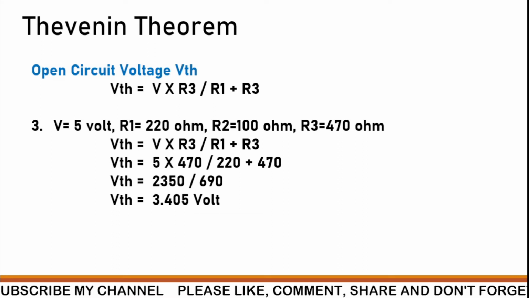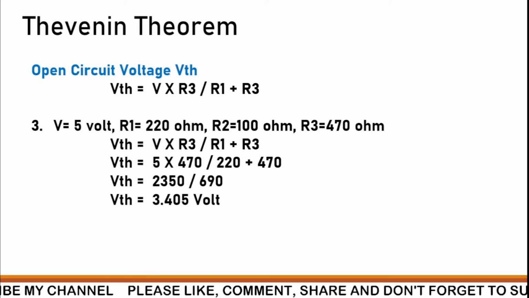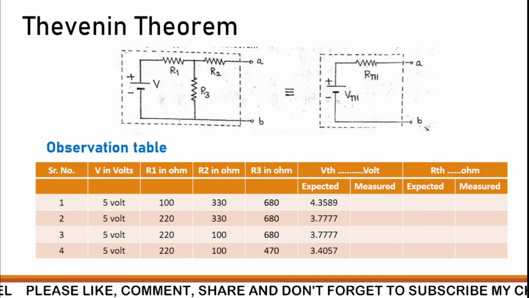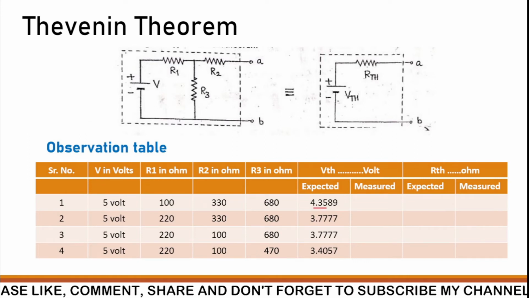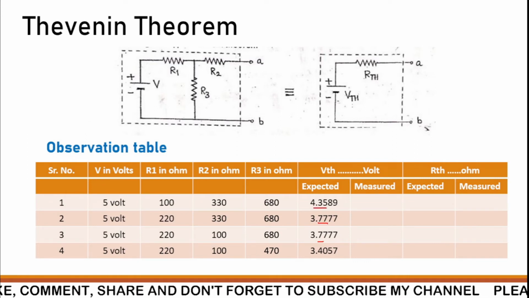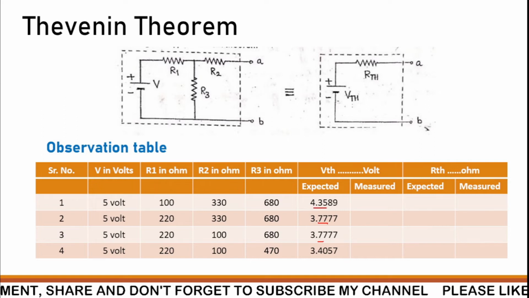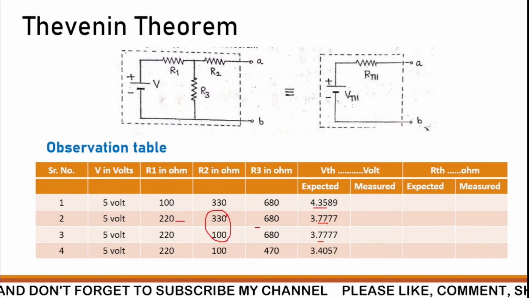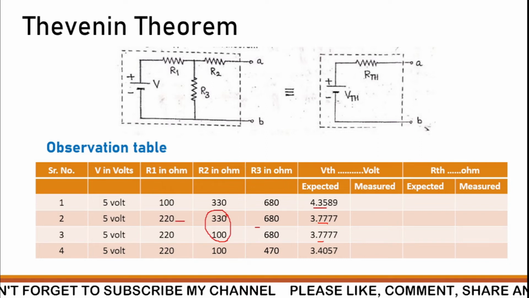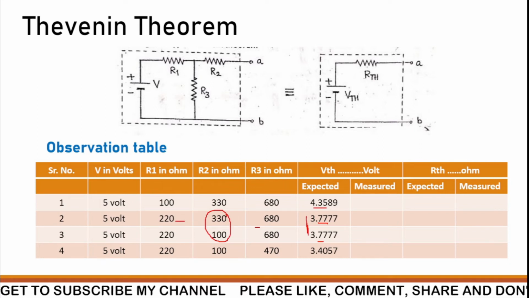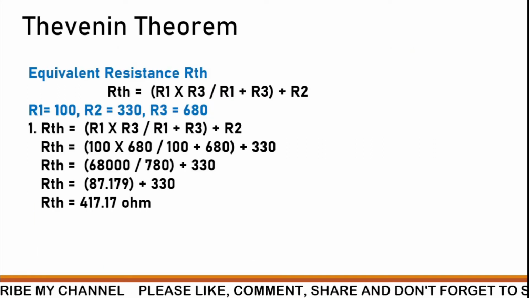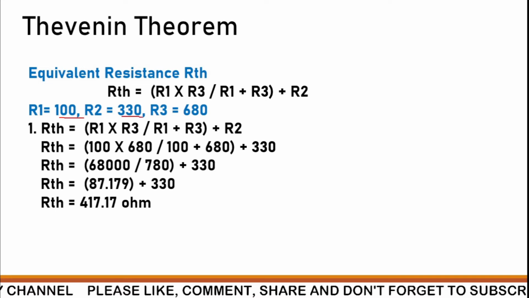You can see here for the next combination, 220, 100 and 470, we are getting 3.405. So we are getting readings of 4.3, 3.7, 3.7, the same, because there are only R1 and R3 in the VTH formula and R2 is not there. That's why if R2 is changed, the value remains the same. Now, in the case of the resistance calculation, we require all resistances.